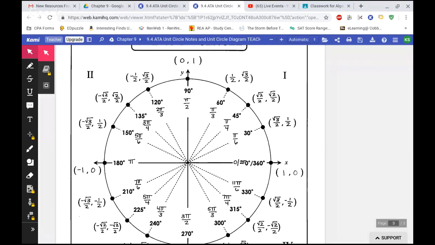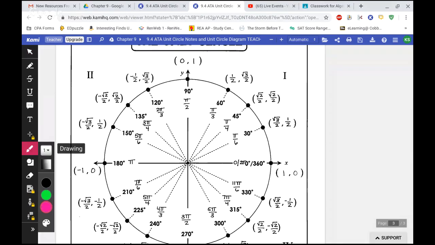Cosine theta is x, sine theta is y, and tangent is y over x. So if it's asking us sine 60, you look on your unit circle and there's sine 60, and sine is the y coordinate. So that's your answer. So a couple different ways to look at that.